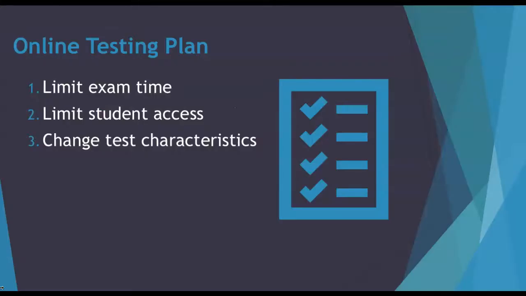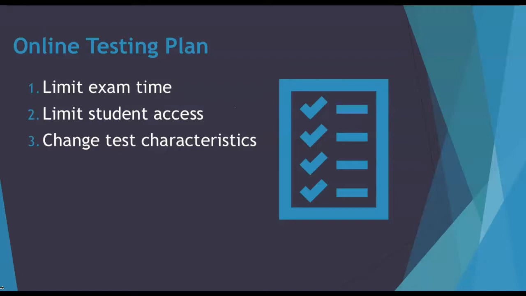In summary, it's a great idea to develop an online testing plan that meets your needs. The plan would include 3 different categories. First, you could limit exam time by scheduling your exam for a specific time or day and have the exam close when that time is done. You can limit student access by limiting the amount of time they have to view their submission, limiting the number of attempts they have, limiting that access with a lockdown browser. You can also change the test characteristics by randomizing the question sequence and answer choices and modifying those questions each term.